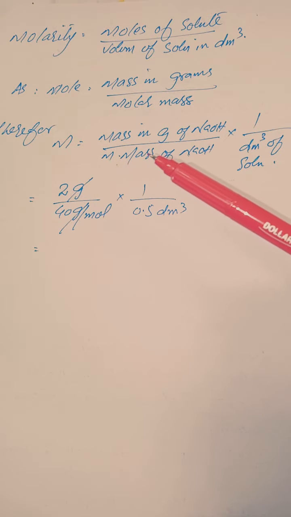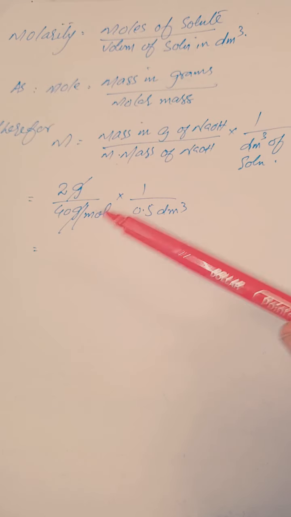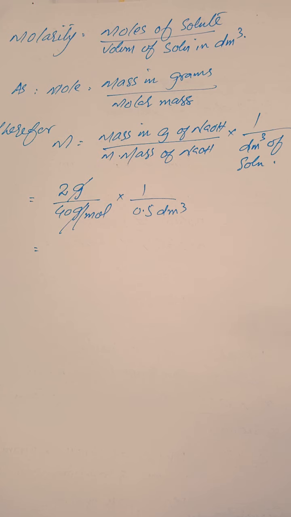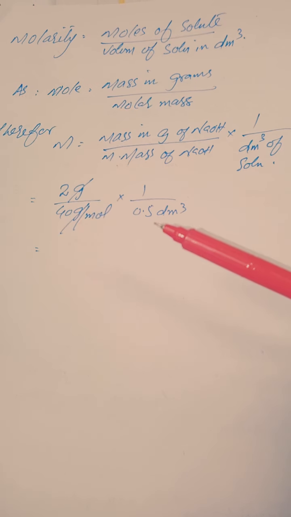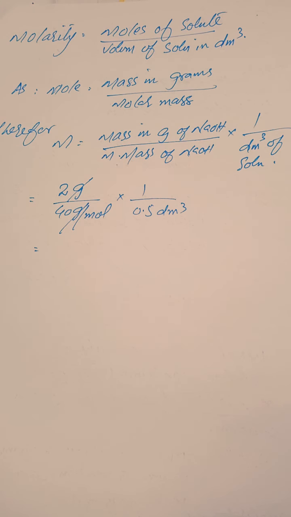Mass in gram of sodium hydroxide given is 2 gram. The molar mass of sodium hydroxide is 40 gram, while the volume of the solution is 0.5 dm cube. So calculating the figure, we can get the molarity of the given solution. So if the mass of solute is given, then we can calculate the molarity of solution. It is all about the topic.